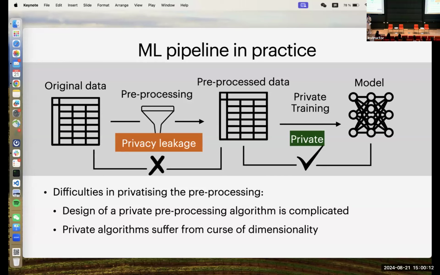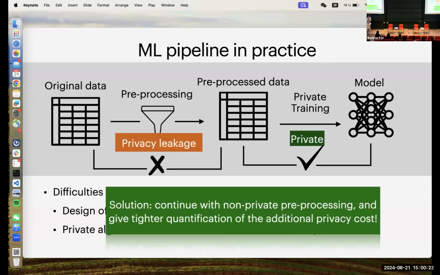So in this work, we propose that we could just do non-private preprocessing and not make any algorithmic changes to the whole pipeline. Instead, we design a new way to account for the privacy cost of the whole pipeline, so that you can have some guarantee that also holds on the original dataset.